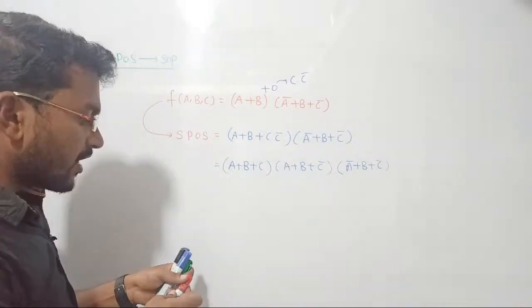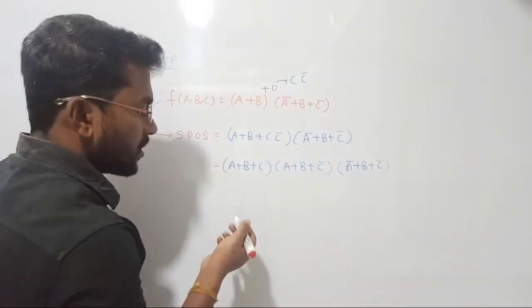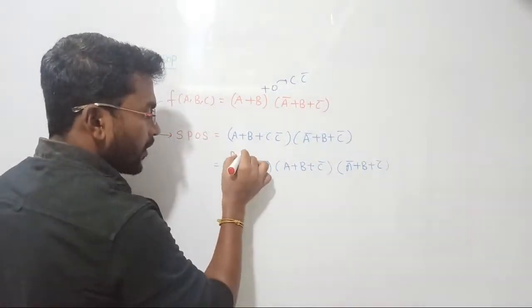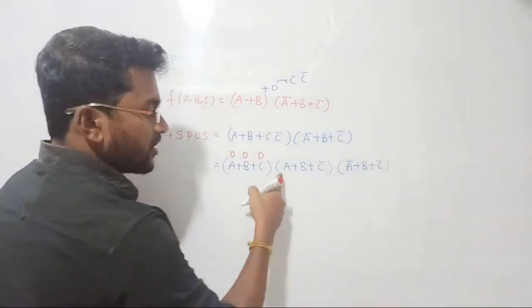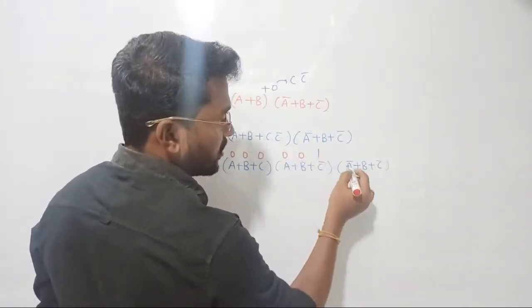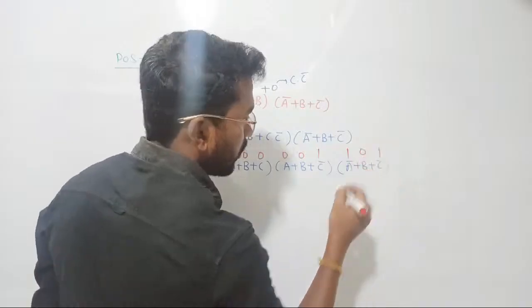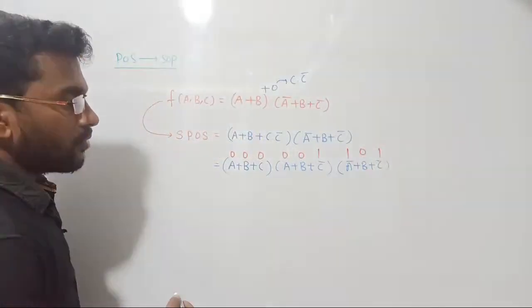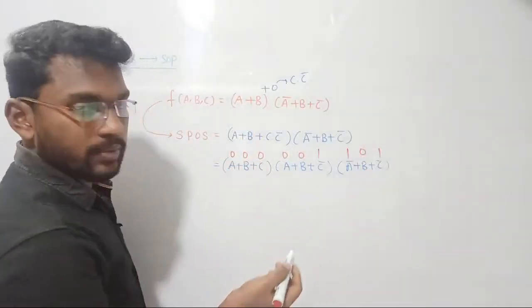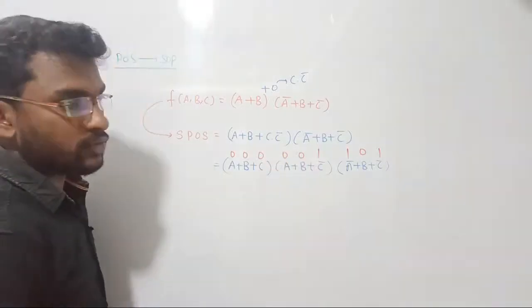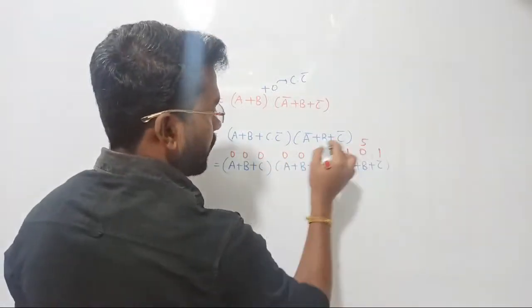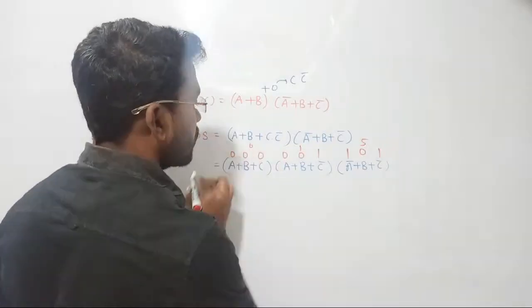So let's write its equivalent value. In max terms form, a denotes 0, b denotes 0, c also denotes 0. This one denotes 0, 0, 1. This denotes 1, 0, 1. Now see which are the available ones here. 0 is there; 0, 0, 1 has decimal equivalent 1; 1, 0, 1 has decimal equivalent 5. So 5 is available, 1 is available, 0 is available.